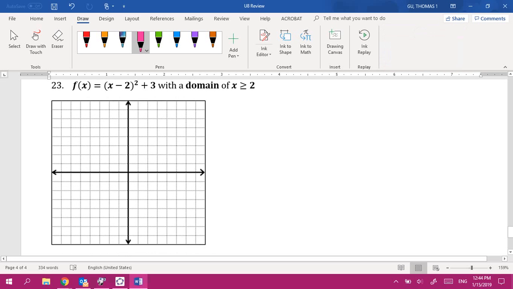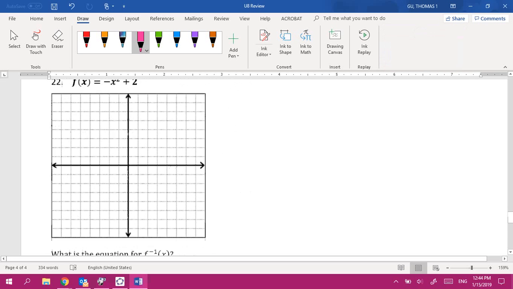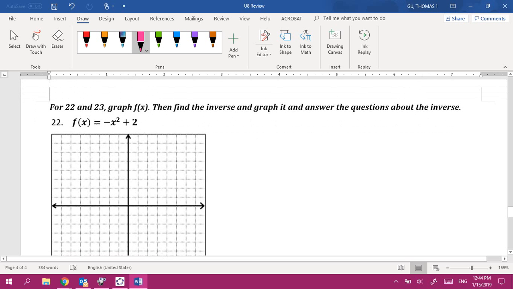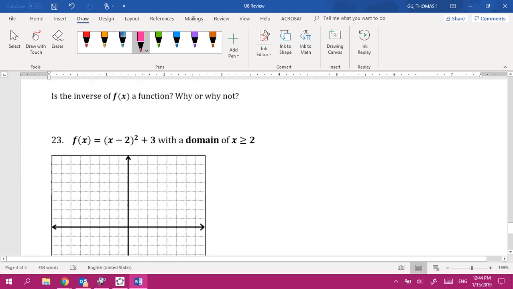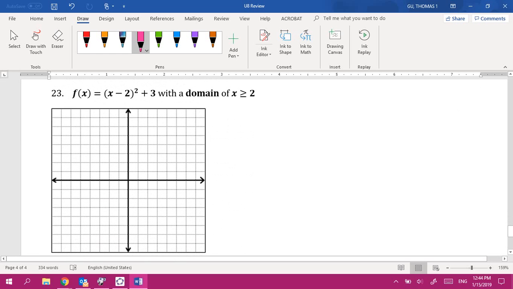Okay, so first thing it says, let's read the instructions, it's a big one. Graph f of x, so it wants us to graph what they give us at first. Then find the inverse and graph that and answer the questions about the inverse. So first we need to graph f of x. F of x is (x minus 2) squared plus 3. So I'm going to use a table to help myself graph that one.